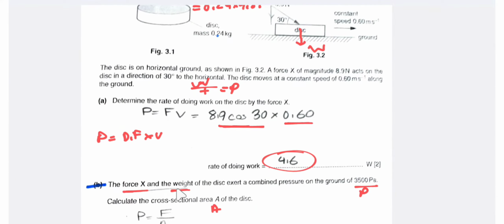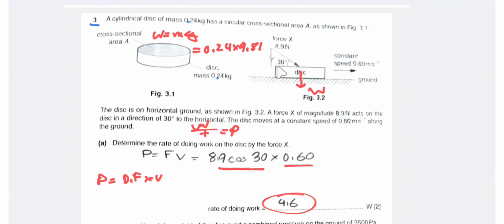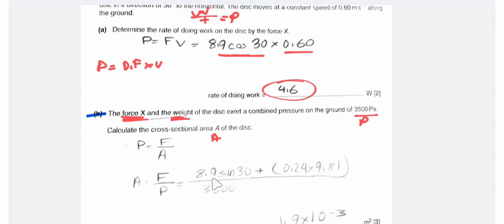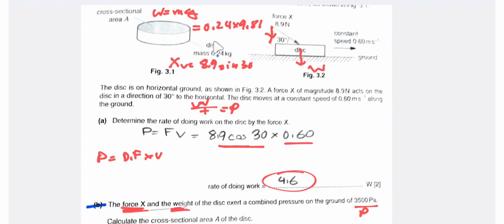And weight and force X. Whether we consider this force X, or we need to find the vertical component of the force. We need the vertical component because the weight is acting downward, so we need to find a force that is acting downward. So what is the vertical component of the force X? X vertical would be 8.9 sine 30, since it is the opposite side of the angle. Sine is opposite and cos is adjacent.